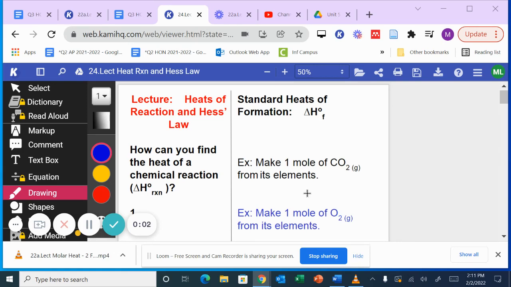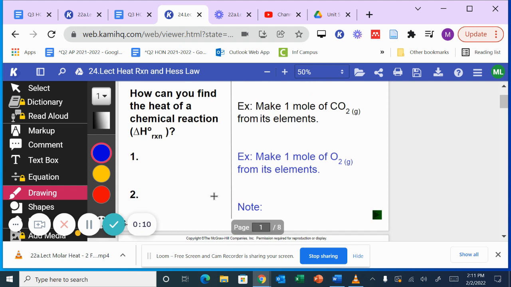So this is the lesson for heats of reaction and Hess's law. But for now, we will focus on the heats of a reaction. You already know what a heat of reaction is. You did it in the lab. So do you remember the symbol for it? It's delta H. That's the heat or the enthalpy of a chemical reaction.